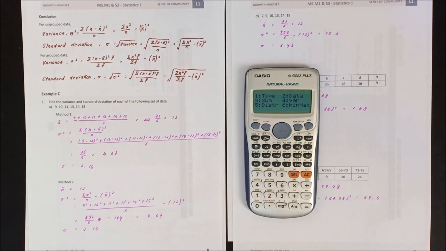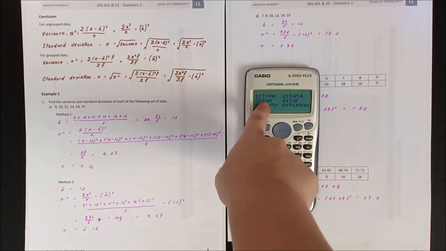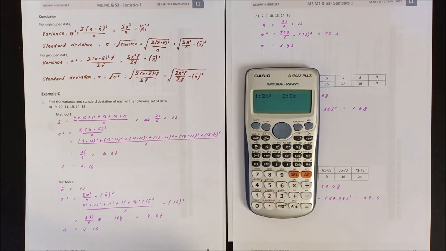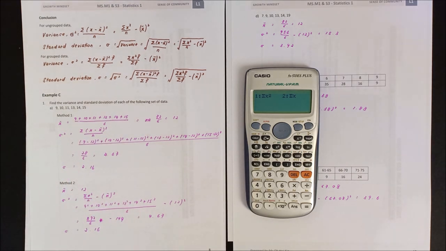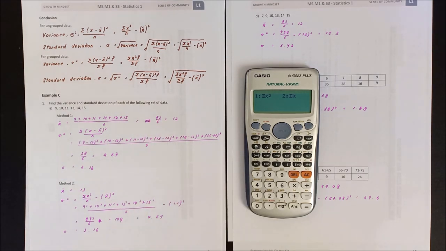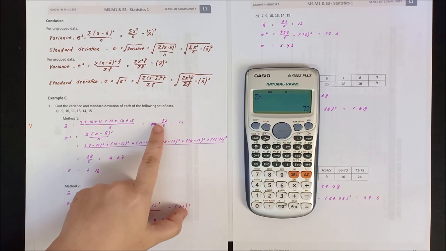So you have different types here. Let's explore the function for 3 first. You see there's 3 for sum. So you press 3, and it will come out these two things. Okay, so let's try to do the mean. The mean is basically the sum of your observations divided by n, right? So how do you get the 72 here? You press 2 and press equal. So you see 72, which is this number.